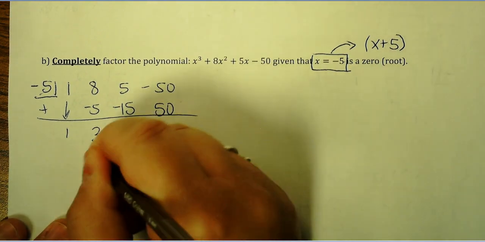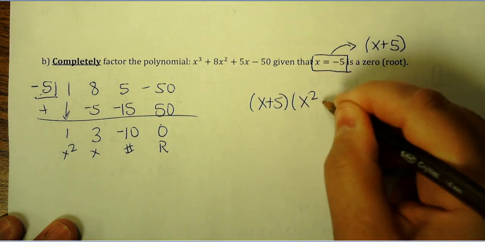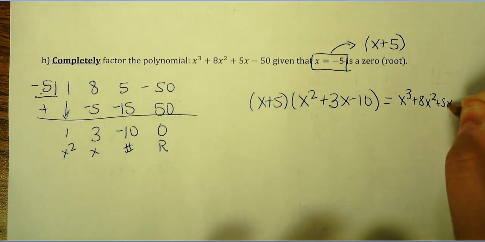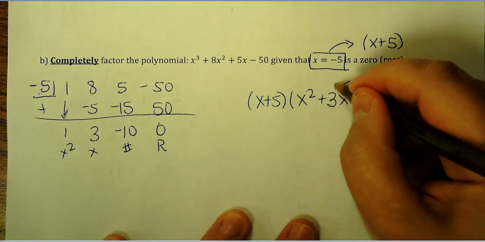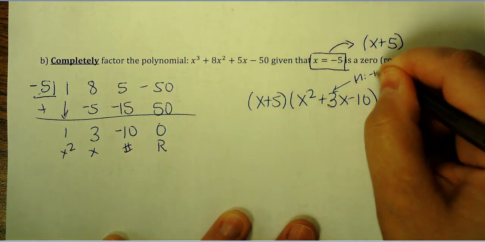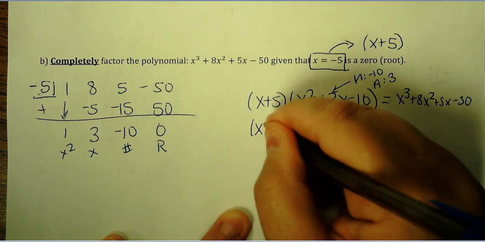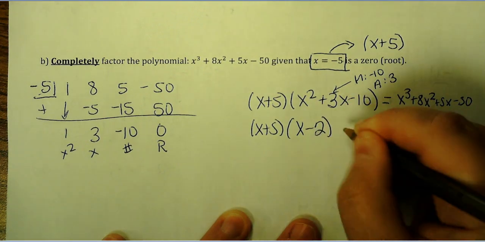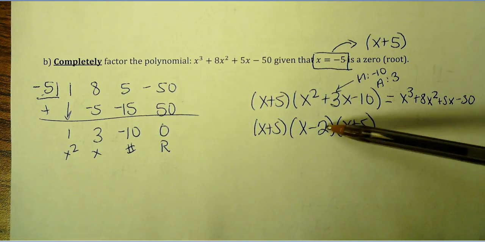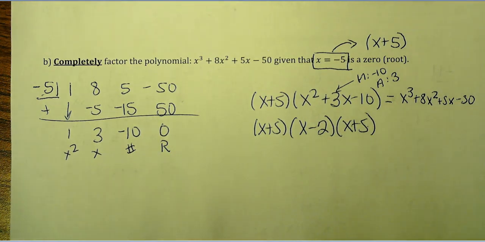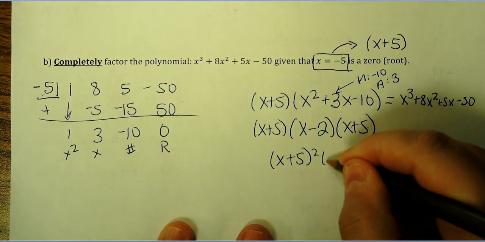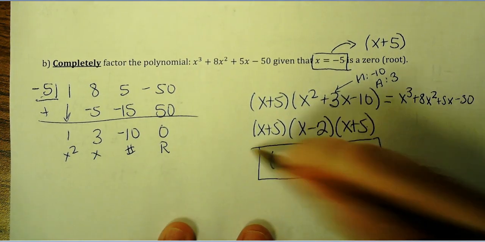So there's my remainder, my plain number, my x, and my x squared. So what this means is x plus 5 times x squared plus 3x minus 10 is going to be equal to our x cubed plus 8x squared plus 5x minus 50. We want to completely factor it, so that just means that this can be factored further. So I've got to multiply to get negative 10 and add to get 3. So let's use a negative 2 and a 5. x minus 2, negative 2 times 5 is negative 10, negative 2 plus 5 is 3. Another thing I could do here is, since two of the factors are the same, I could write it like this: x plus 5 squared and x minus 2. And then this would be the completely factored form.